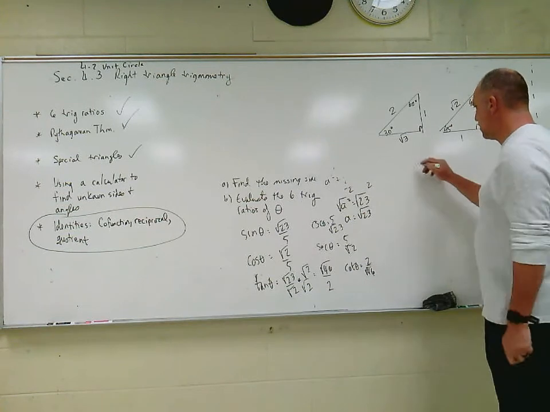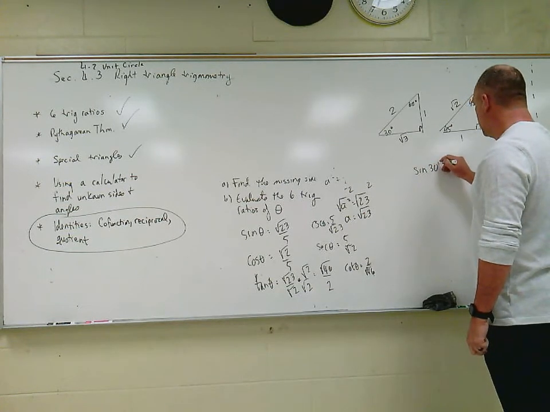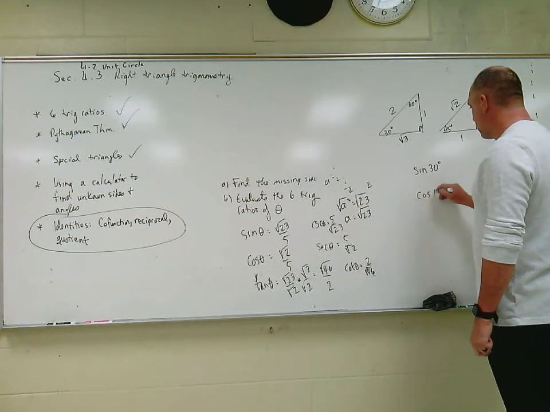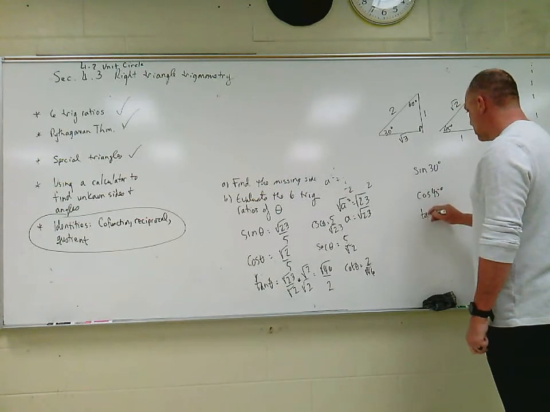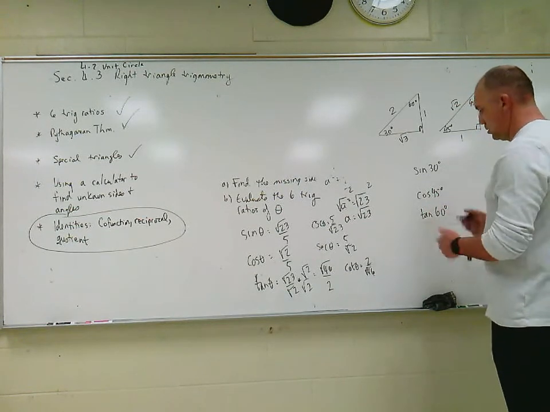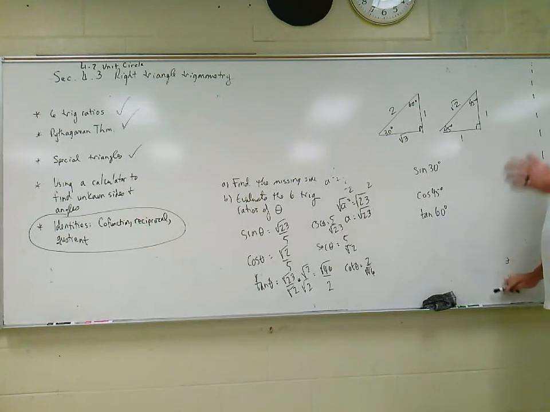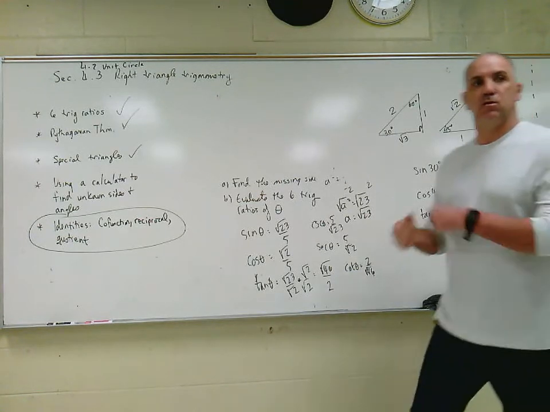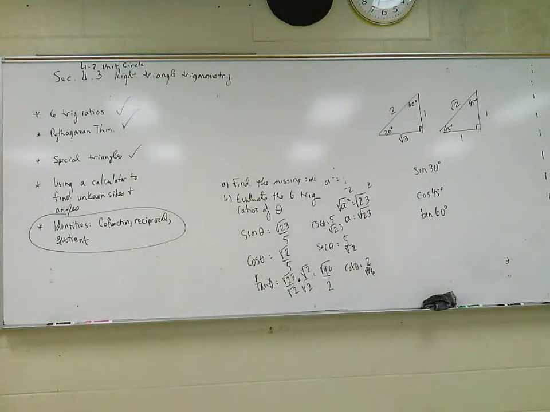So I may just say, find sine of 30, cosine of 45, tangent of 60. See if you can do those 3. Now you know which angle to go to, and then you need to do the proper SOHCAHTOA at each of those angles, and see if you can then find those answers.